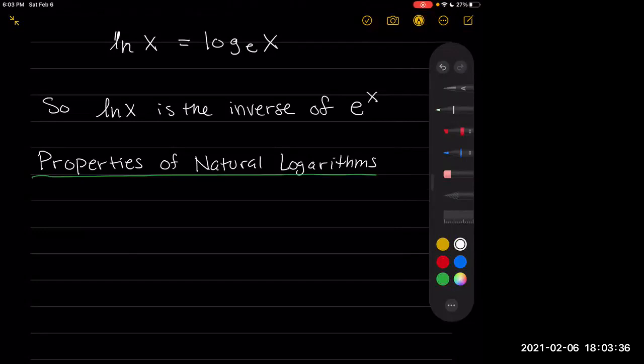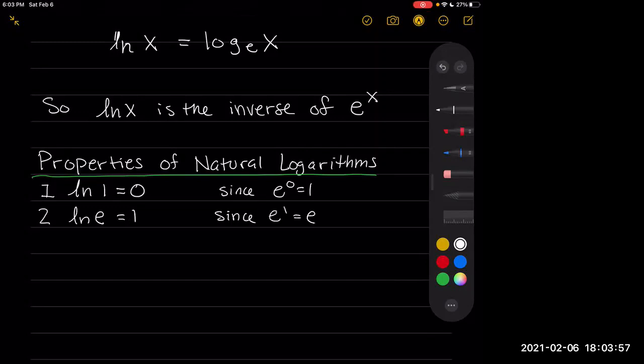And these should seem very familiar. So the first one is the natural log of 1 is 0, since e to the 0 equals 1. The natural log of e equals 1, since e to the 1 equals e.